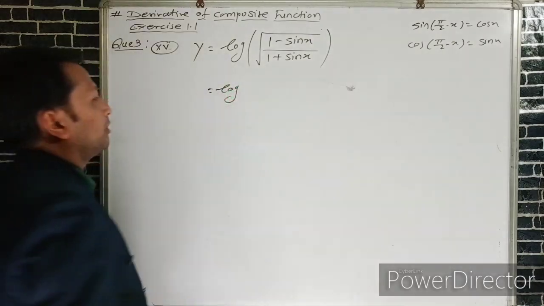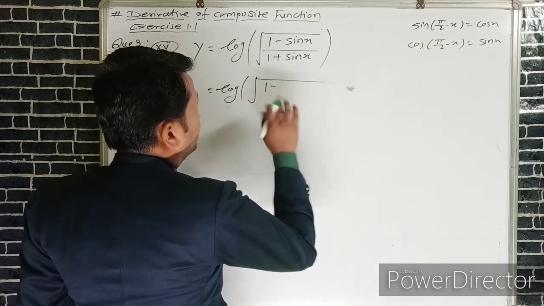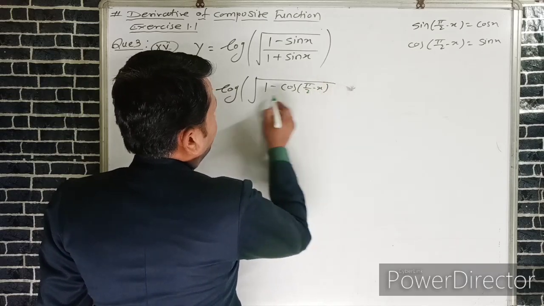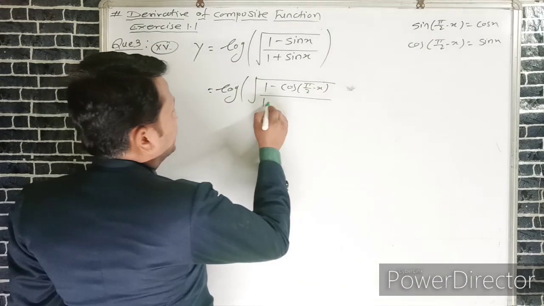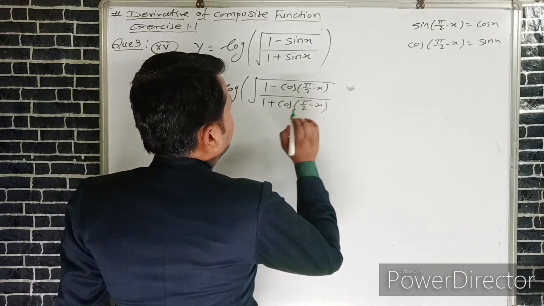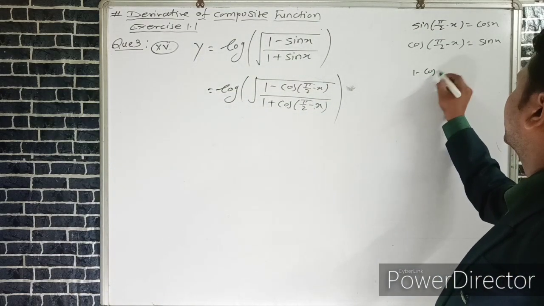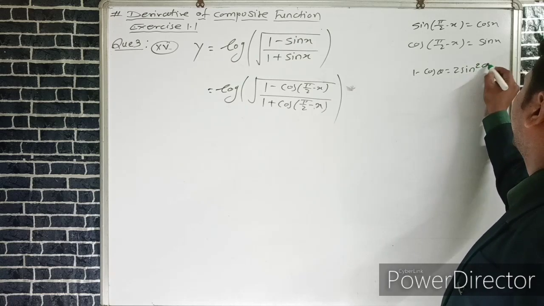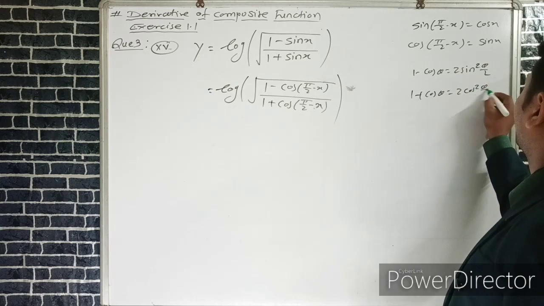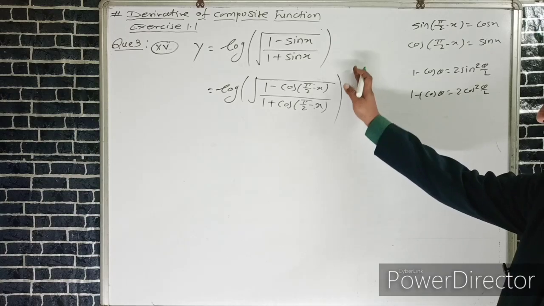First we simplify the logarithmic function. In bracket under root of 1 minus sin x, we convert sin x into cos of pi by 2 minus x, upon 1 plus sin x, which is again cos of pi by 2 minus x. Now we can apply the similar forms: 1 minus cos theta is equal to 2 sin square theta by 2 and 1 plus cos theta is equal to 2 cos square theta by 2. By using this rule, we can solve this example.